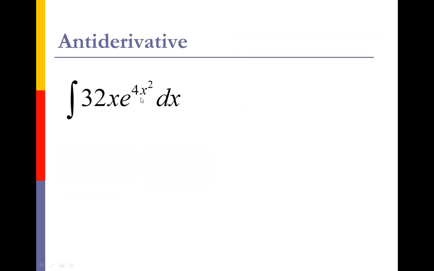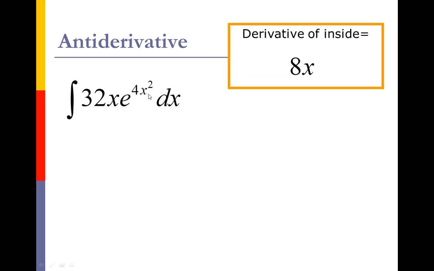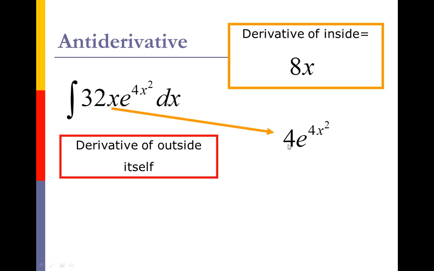And on this next one here, I've got 4x squared as the inside piece. And so its derivative is going to be 8x. So I divide by 8x. 32x divided by 8x is going to give me a 4. And then I take the antiderivative of the outside piece, and the antiderivative of e is itself. And so this is our original function. If we take the derivative of 4e to the 4x squared, we would actually end up with 32x e to the 4x squared. So it actually will come back in the wash if we do it.